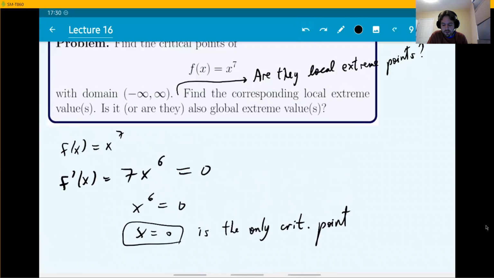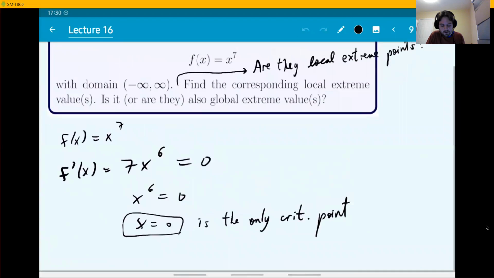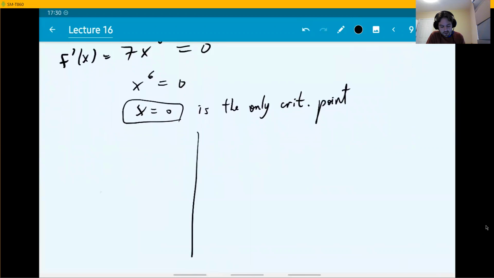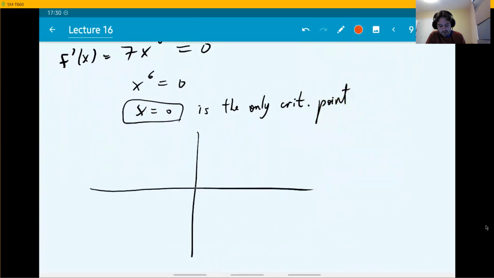Let me just go back a few slides to the remark that we had mentioned. Not all critical points are going to be local extreme points. Here's the example that I showed you. This is exactly what's happening with this function, only reversed. If you try to graph, imagine the graph of x to the 7. What does x to the 7 look like? On the positive numbers, it is like a parabola x squared, only it grows faster. And on the negative side, well, 7 is an odd number. If you raise negative numbers to odd powers, you still get negatives. This is x to the 7.